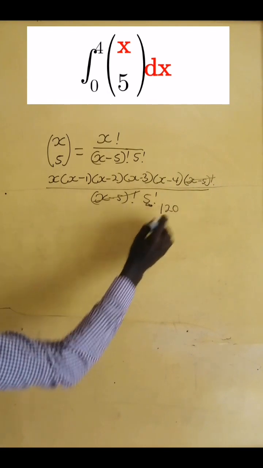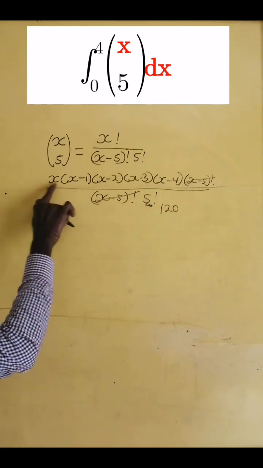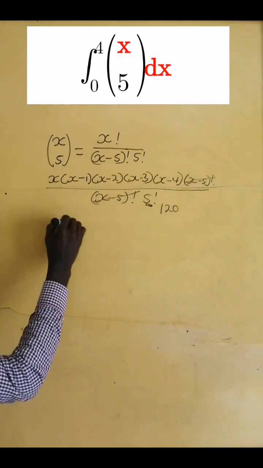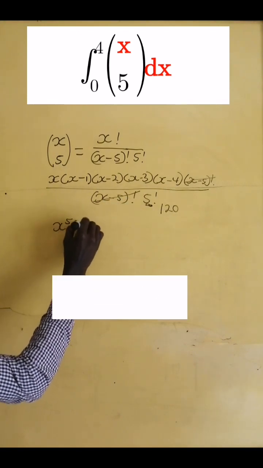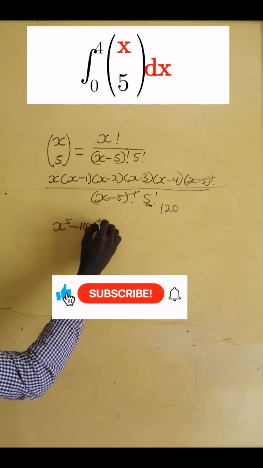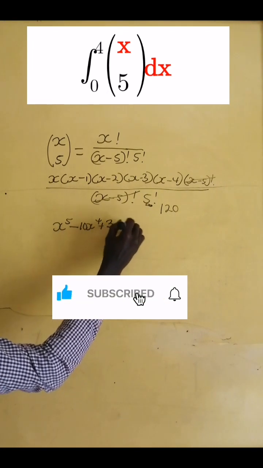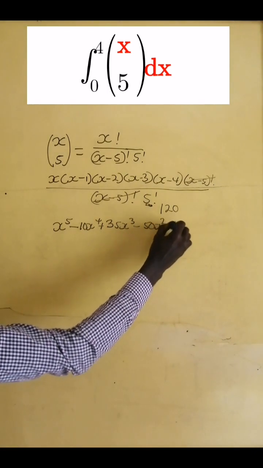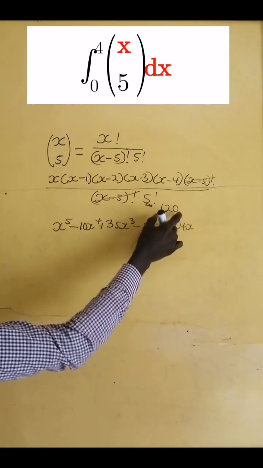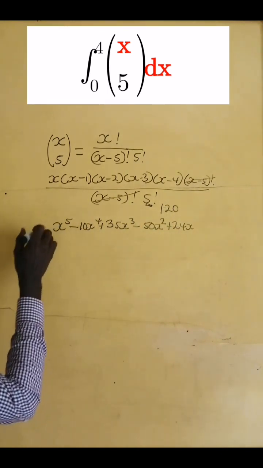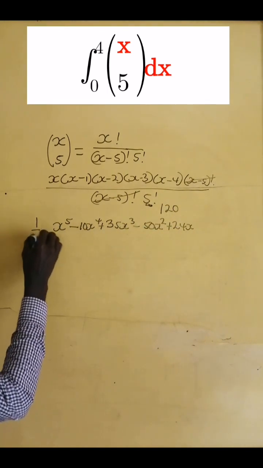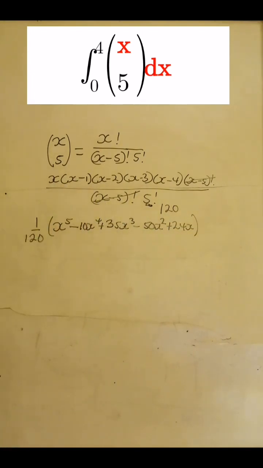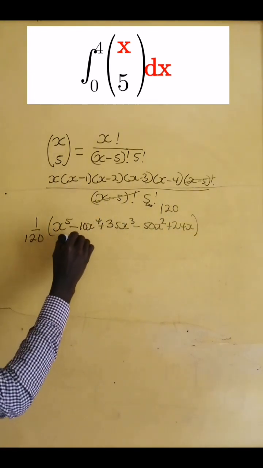5 factorial equals 120. So if we expand whatever is at the top, that is the numerator, we are going to get x to the power 5 minus 10x to the power 4 plus 35x to the power 3 minus 50x squared plus 24x, which can be written as 1 over 120 times the bracket x to the power 5 minus 10x to the power 4 plus 35x cubed minus 50x squared plus 24x.